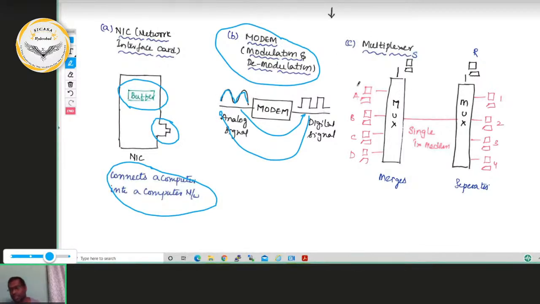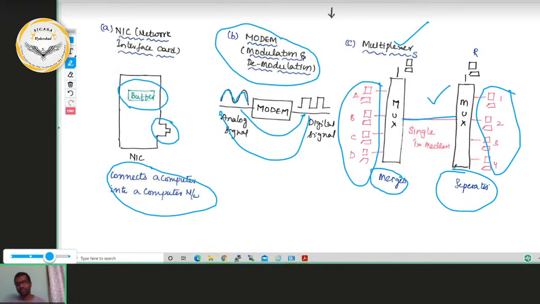Next one is called a multiplexer. What do you mean by multiplexer? You have multiple devices, like here 4, here 4. If these 8 devices share a common, single transmission medium, that is called a multiplexer. Let us say these 4 devices A, B, C, D are transmitting the data. At one end it merges the data, at the other end it separates the data. So a multiplexer shares a common communication medium.